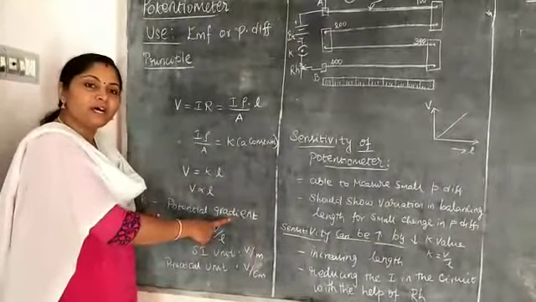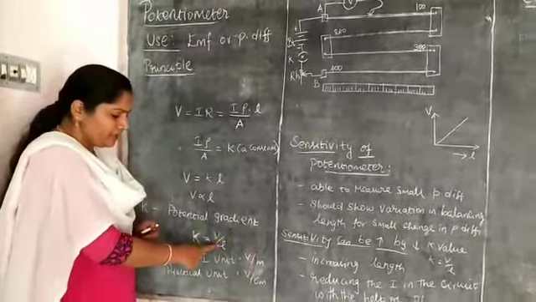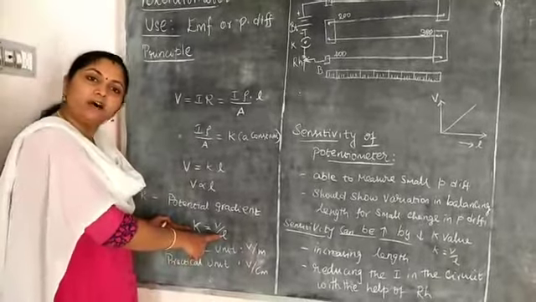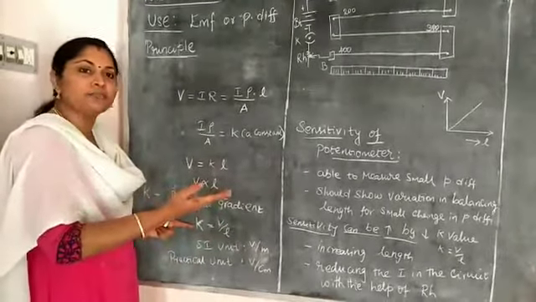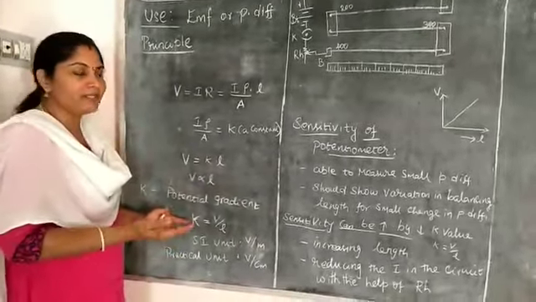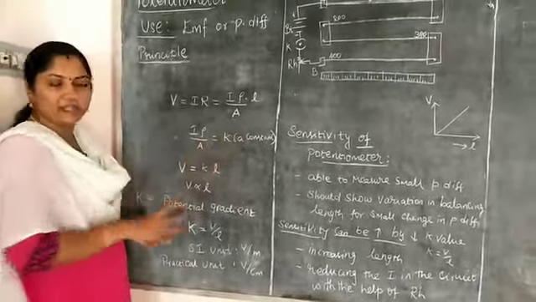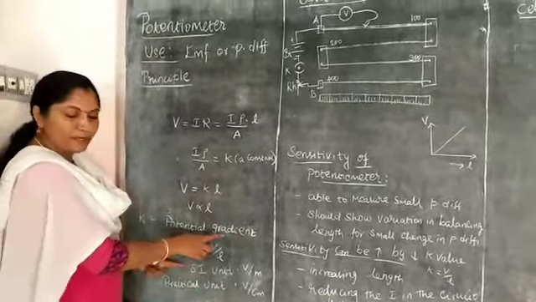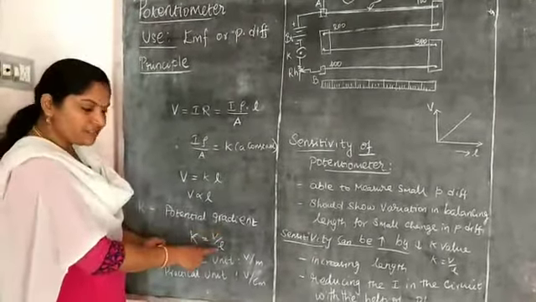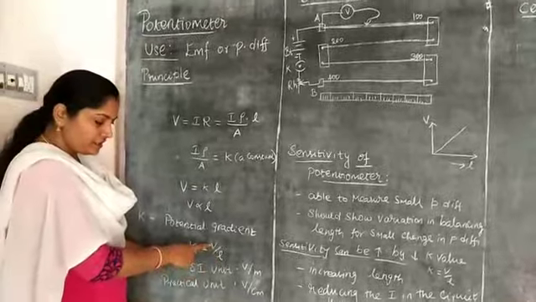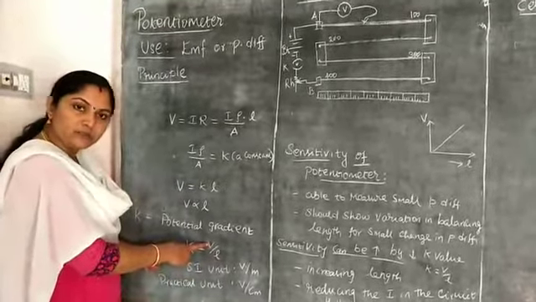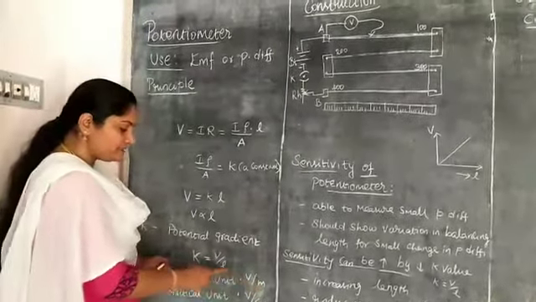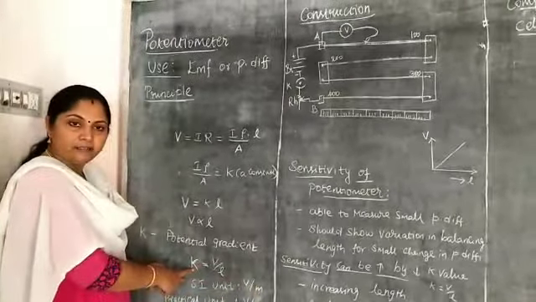Okay. This value can be changed by changing the length or by changing the current passing through the potentiometer wire. I will tell you that concept in the sensitivity of potentiometer. Now, what is the SI unit of potential gradient? From this you can say yourself: the unit of potential difference is volt and the unit of length is meter. So volt per meter is the SI unit of potential gradient.